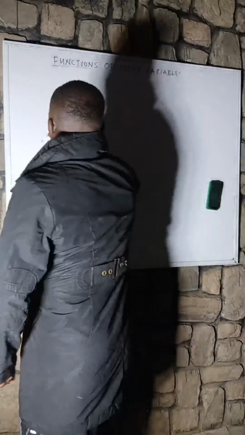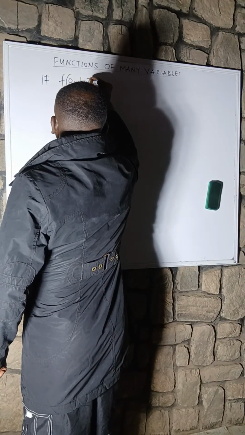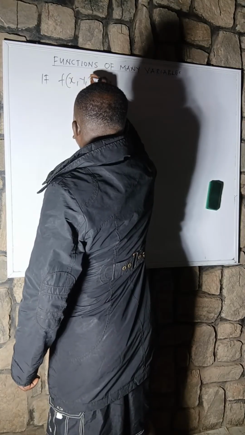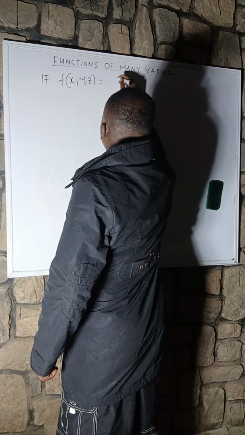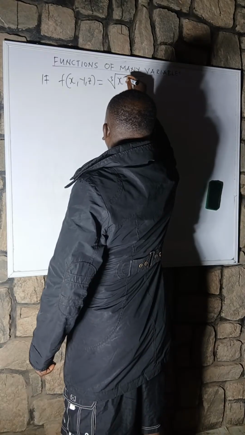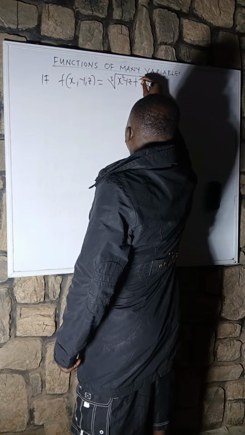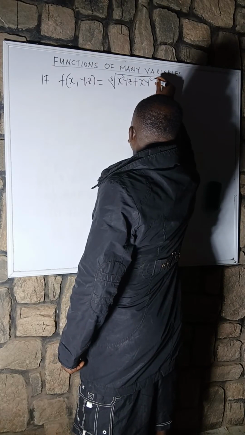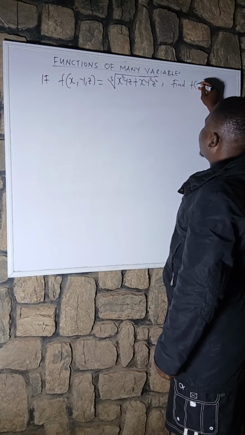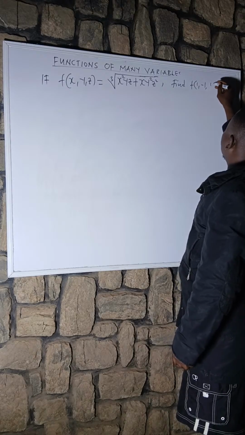Let's look at if we have f of x, y, z equals the cube root of x squared yz plus x y squared z, and we said find f of 1, minus 1 and 1 all over 2.